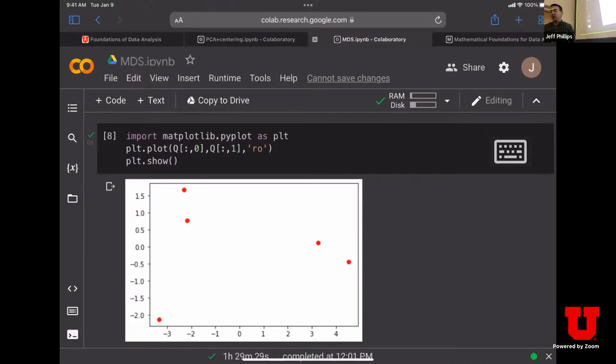Okay, so again, not too hard to implement, but this is used a lot in visualization. If you have distances between points, you want to visualize them. How do I draw them in 2D? This is the classical way to do it.